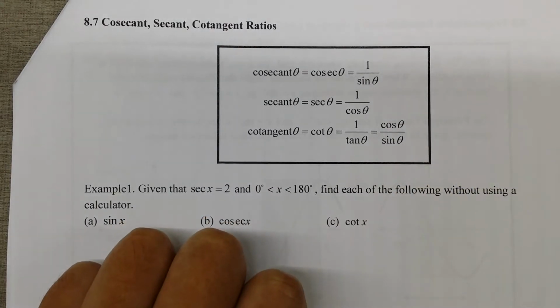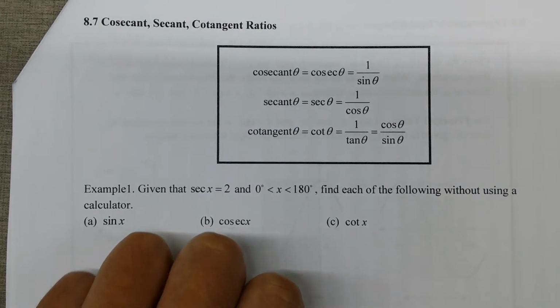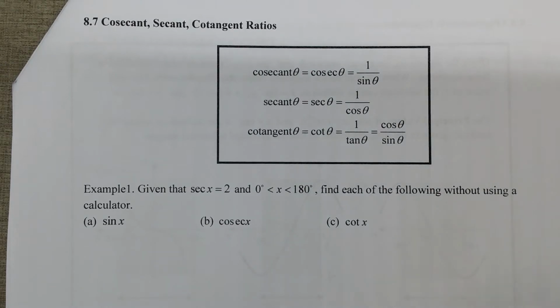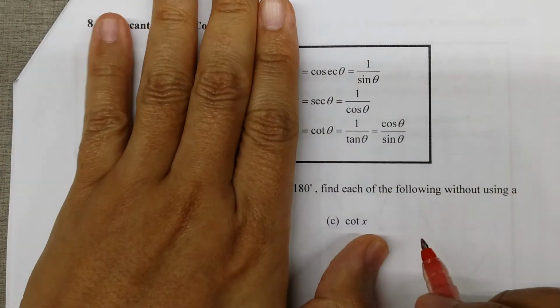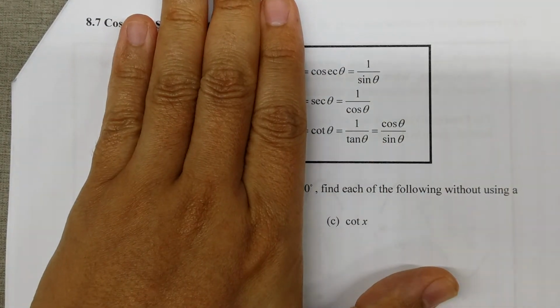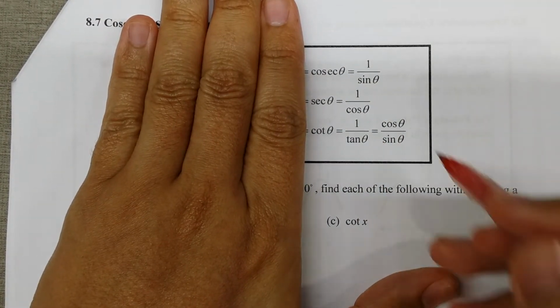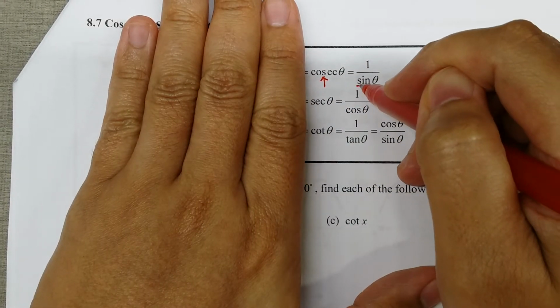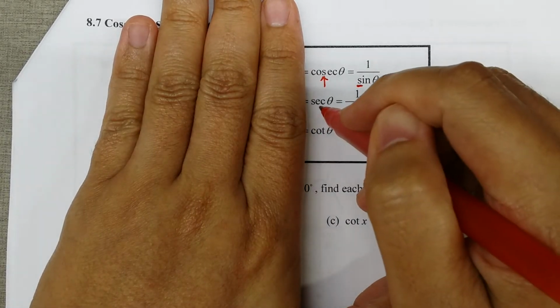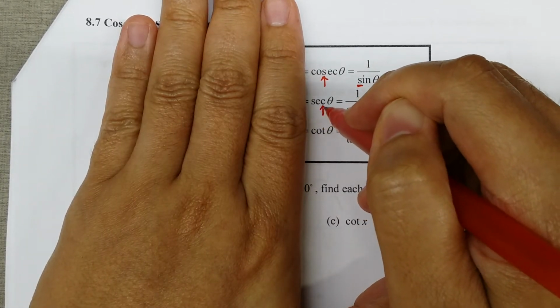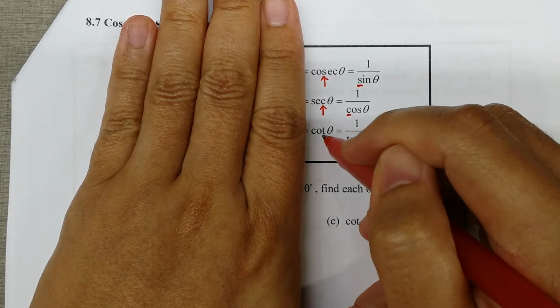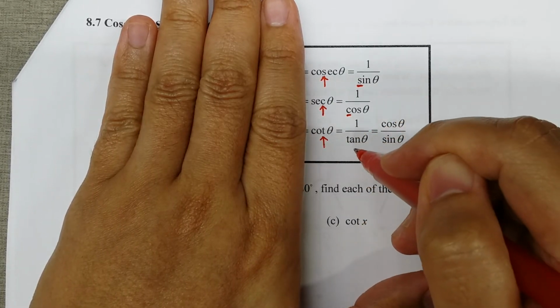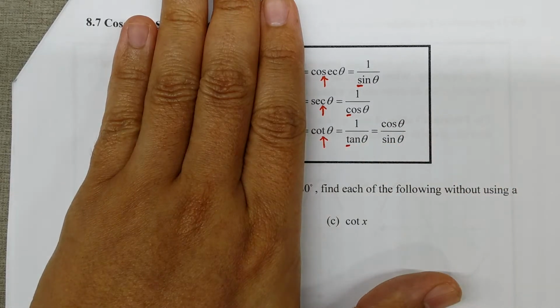So if you ask me how to remember cosecant, secant, and cotangent of theta, I have a special way to remember. Just look at the short form first. Look at the third alphabet. Third alphabet is S, so it's sine. Third alphabet, 1, 2, 3, is C. So it's cosine. Third alphabet T, so it's tangent. That's how I remember.